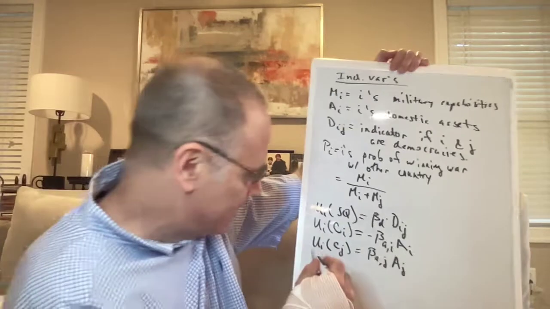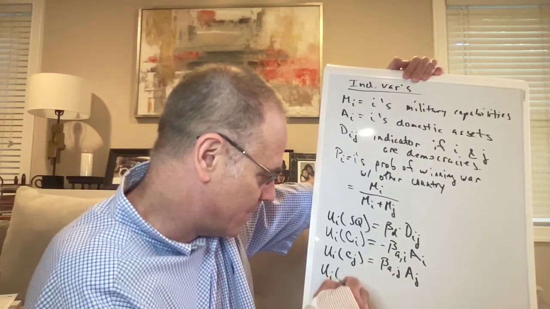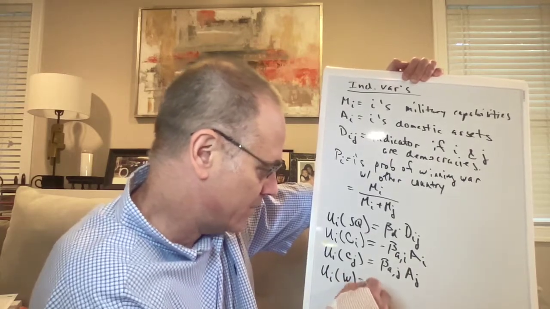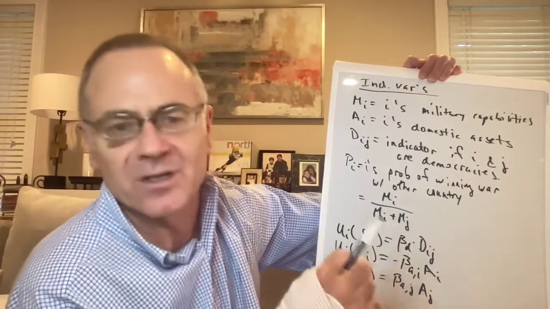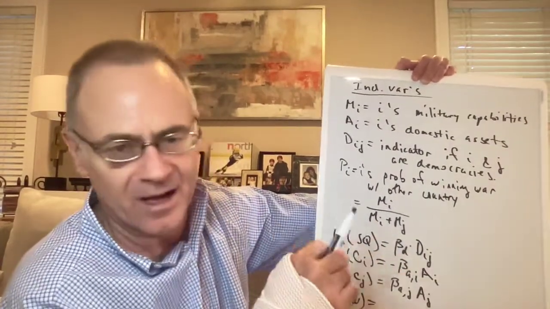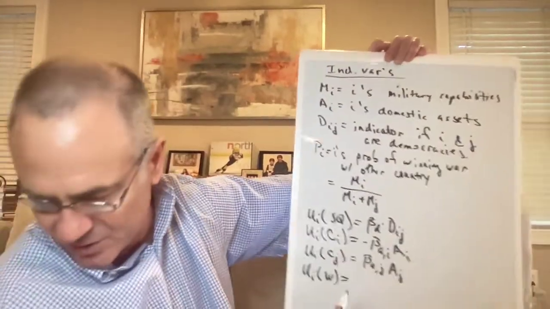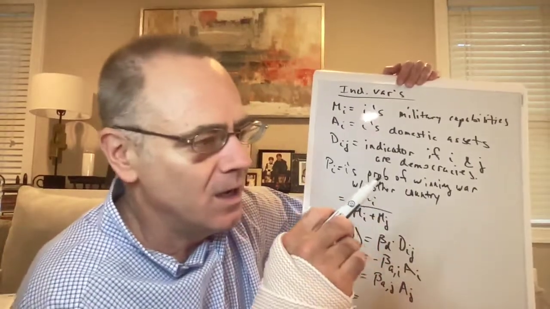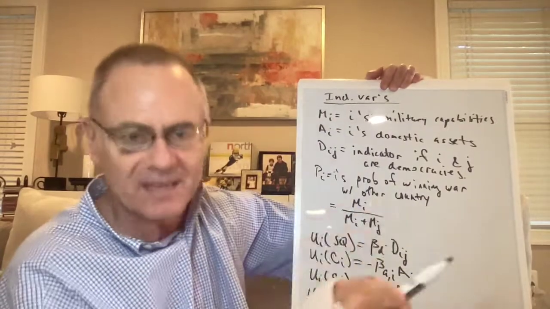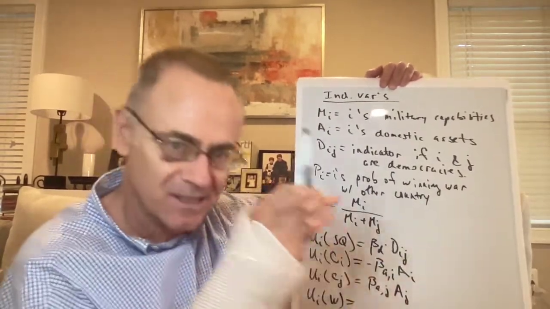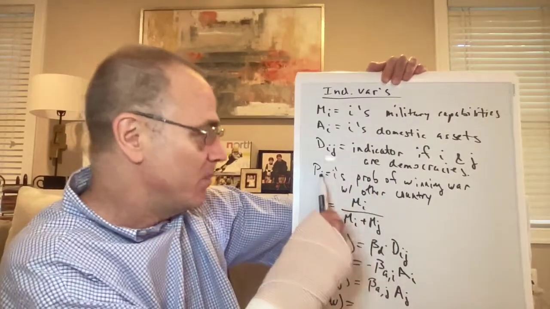All right. So U sub I of war. We're going to assume it's the same whether the other guy starts it or not. Whether you start it or the other guy starts it, you're going to have the same utility. We're going to take your expected utility from war. When you decide whether to go to war or not, you don't know whether you're going to win, but you have this probability that you'll win.